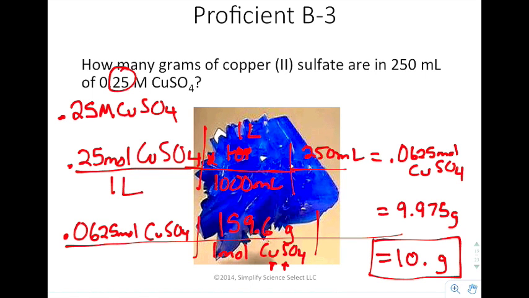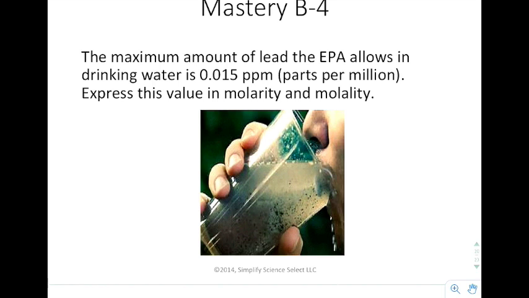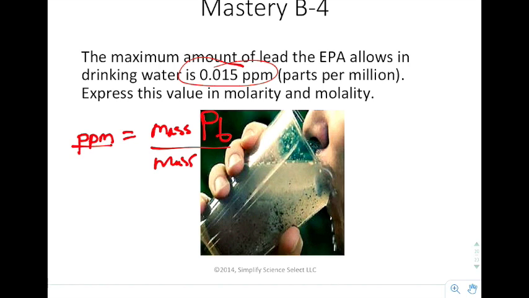The next one says the maximum amount of lead the EPA allows in drinking water is 0.015 parts per million. Express this value in molarity and molality. So the first thing we've got to be able to do is convert this. We know parts per million is equal to the mass of, in this case, lead divided by the mass of water. Generally speaking, these are both going to be in grams, or both in kilograms. So let's take a look at it from that perspective.